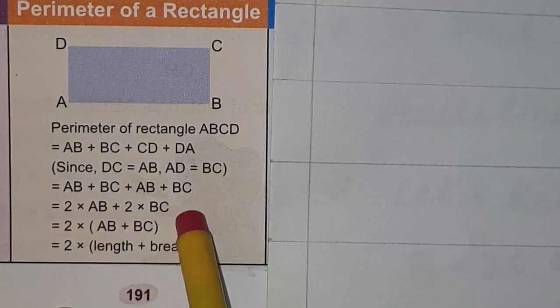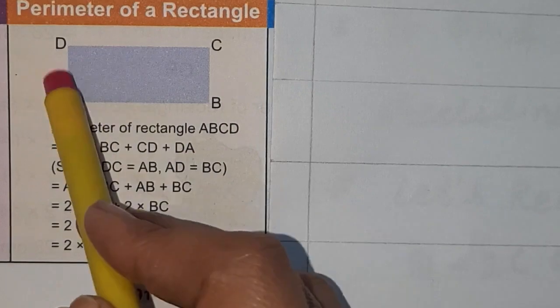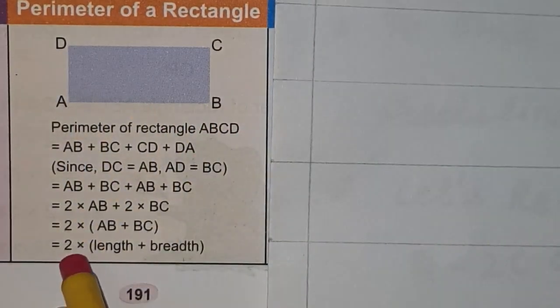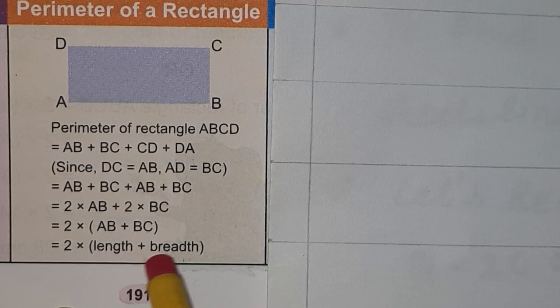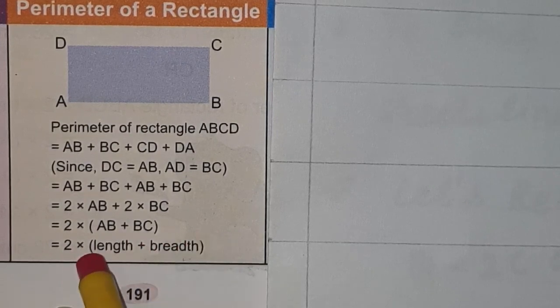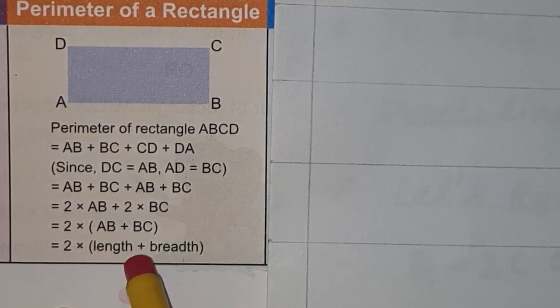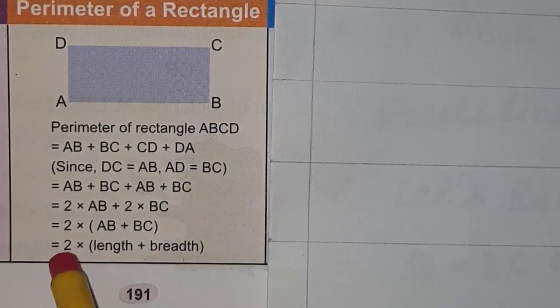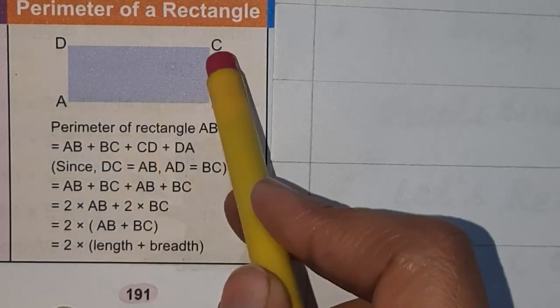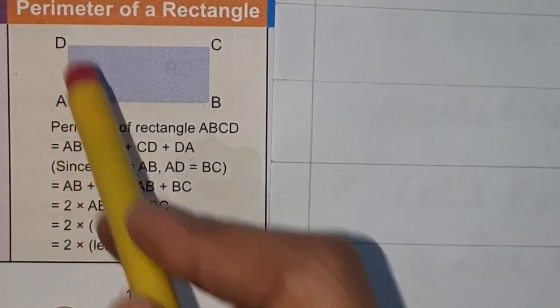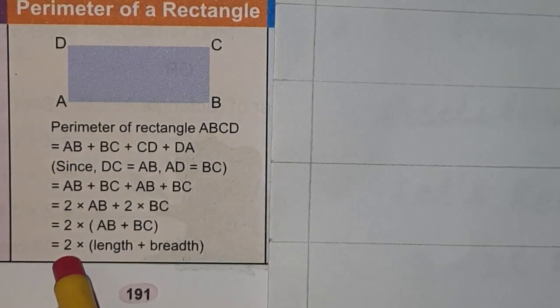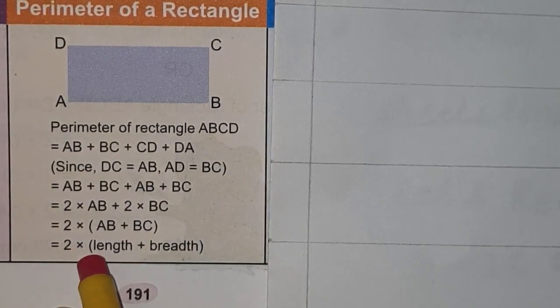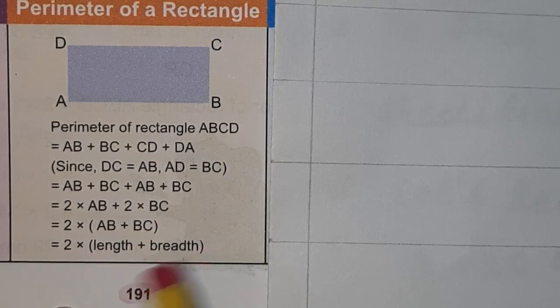So, we can write down 2AB plus 2BC, means 2 lengths and 2 breadths. So, it will become 2 multiply (length plus breadth). The meaning of bracket is here that we are taking 2 lengths and 2 breadths, L plus B plus L plus B. So, the formula is 2 multiply (length plus breadth). This is the formula for finding out the perimeter of a rectangle.